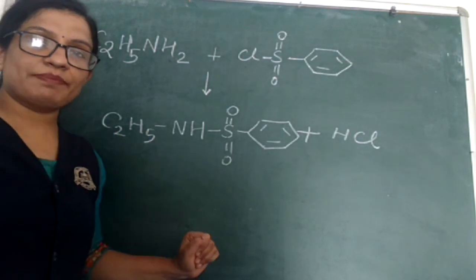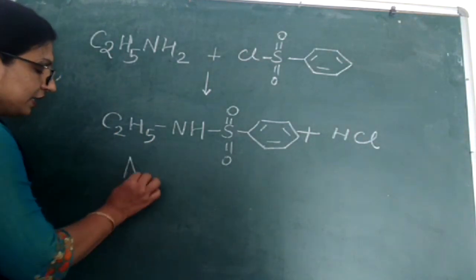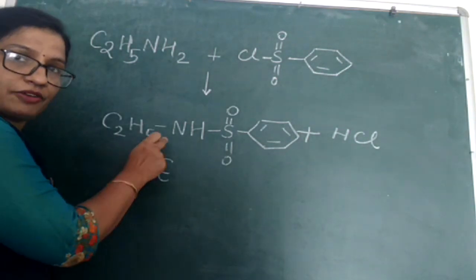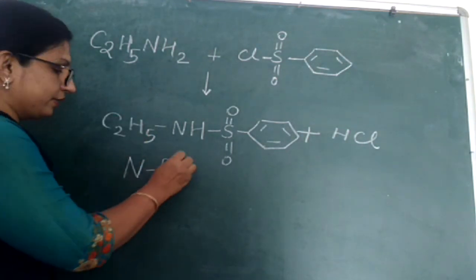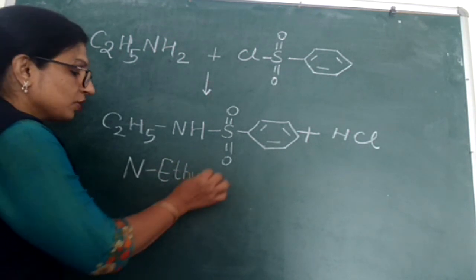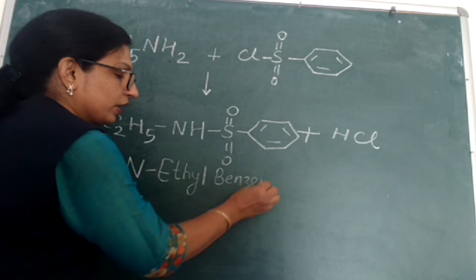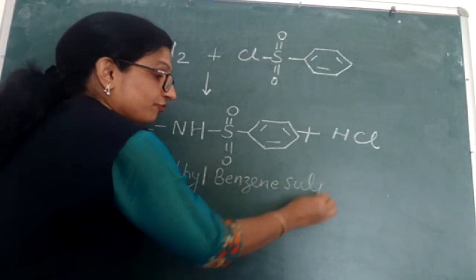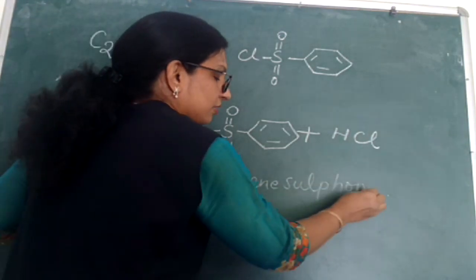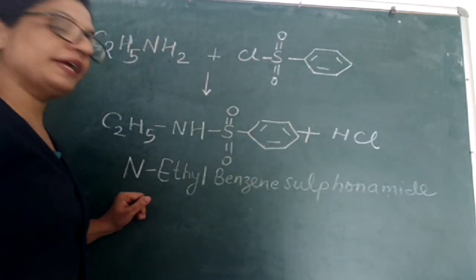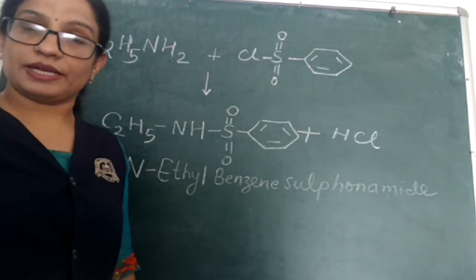So how will we name this compound? N-ethyl, or whatever alkyl group is attached here with nitrogen, name of that alkyl group. Here it is ethyl. So N-ethyl benzene sulfonamide. So the product formed is sulfonamide, N-ethyl benzene sulfonamide. That's okay.